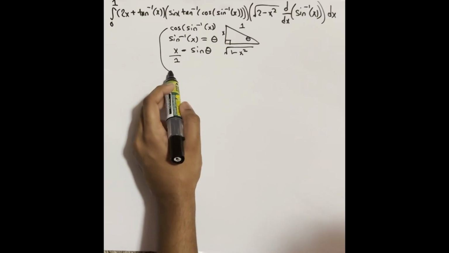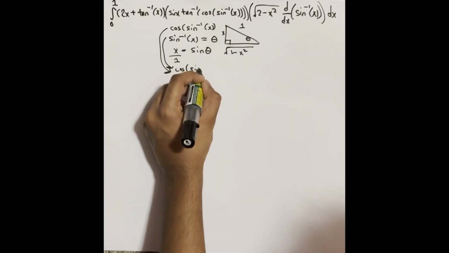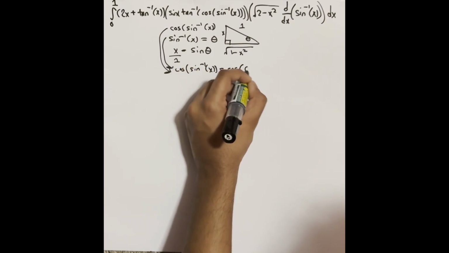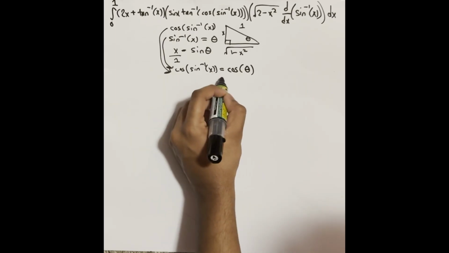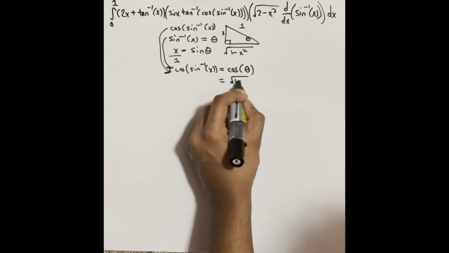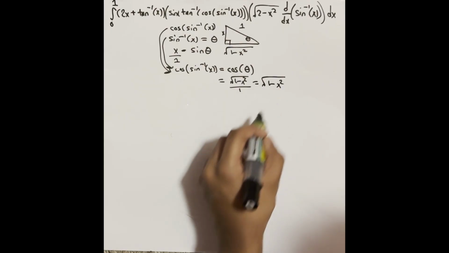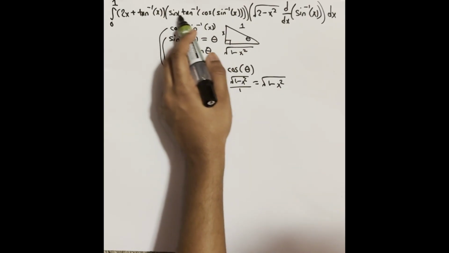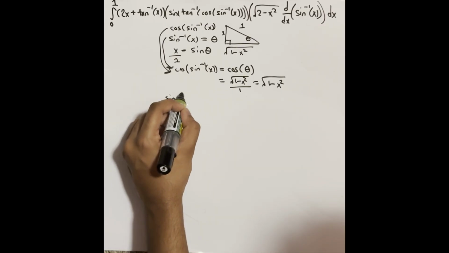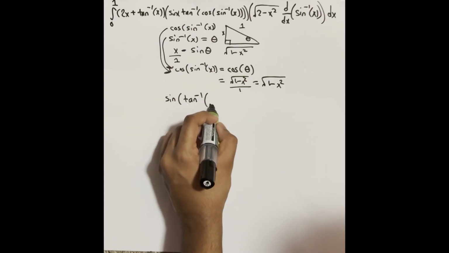So the cosine of inverse sine of x is going to be equivalent to cosine of theta, and we already drew a triangle illustrating the theta, so cosine of theta is going to be adjacent divided by hypotenuse, so it's going to be square root 1 minus x squared over 1, which is equal to square root 1 minus x squared. Alright, so now we have to find sine of inverse tangent of that cosine of inverse sine of x, which we found to be square root 1 minus x squared.